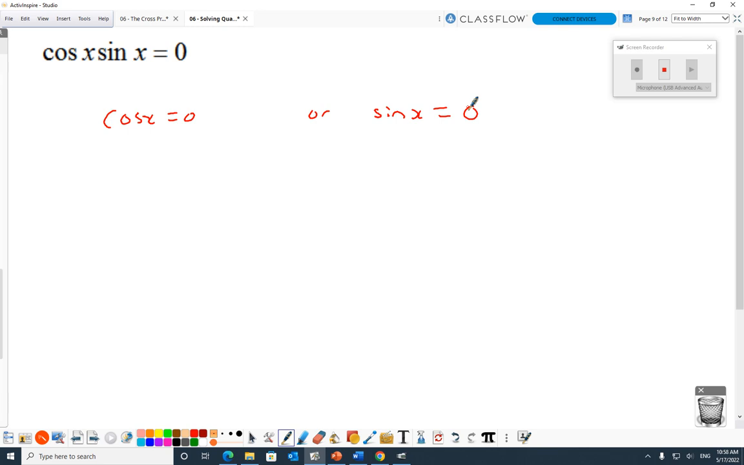Cos x equals 0, just look at the graph. That's at, I can go back to my last page. When does cos x equal 0? That's the same as the last one. X equals pi over 2, 3 pi over 2. When does sine x equal 0? Go back to my graph.